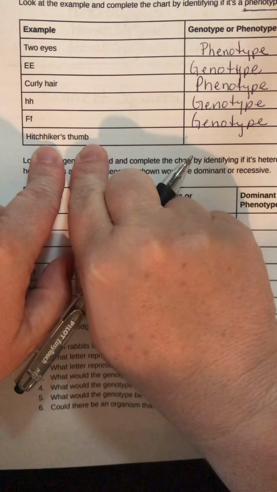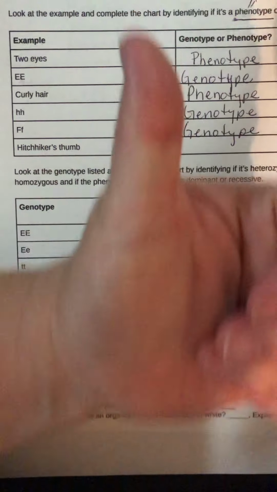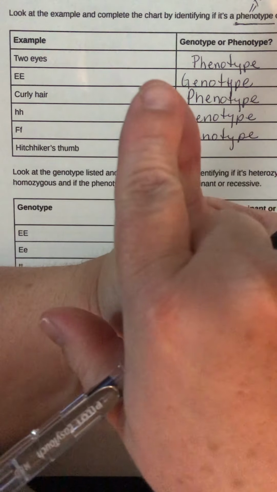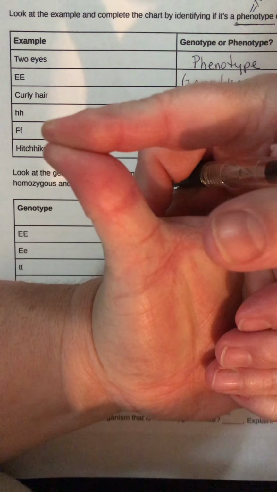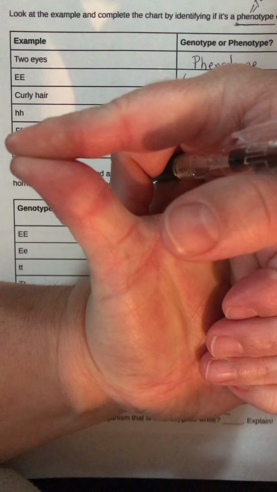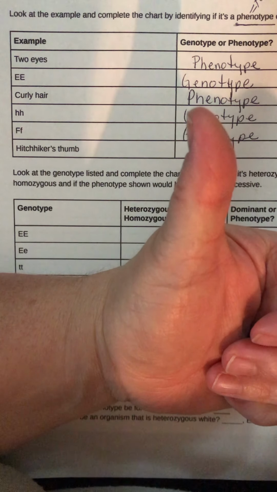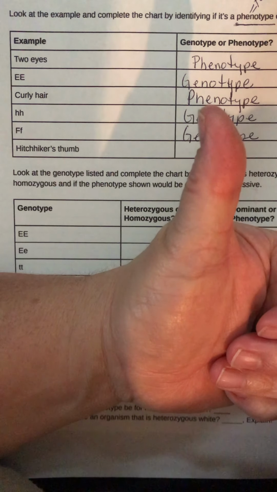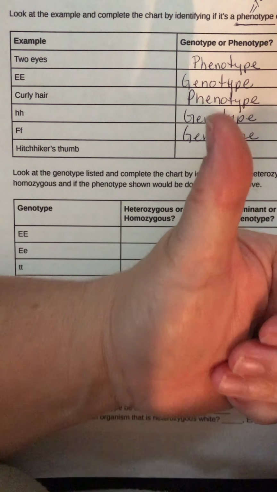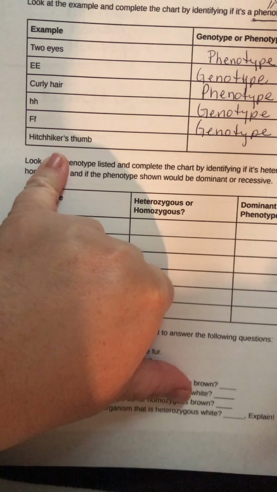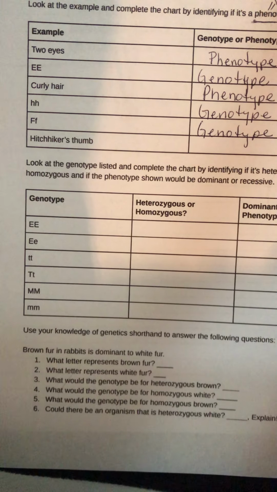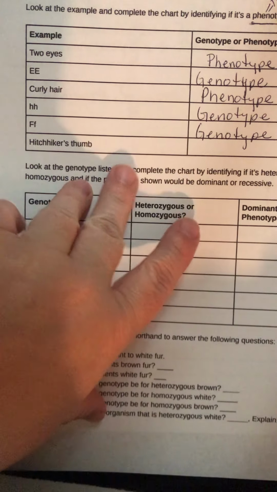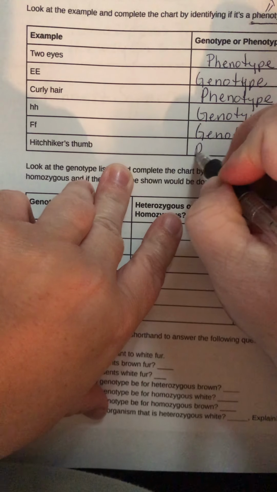And hitchhiker's thumb. Hitchhiker's thumb is really cool. I don't have one. So basically you would put your thumb up like you're going to hitch a ride. And if your thumb is actually pointing backwards like this, that's absolutely normal. There's nothing you can do about it. That's a hitchhiker's thumb. It is a genetic trait. But I would see it in your hand. I don't know if you have 2 genes or 1 gene for it. So it is a phenotype.